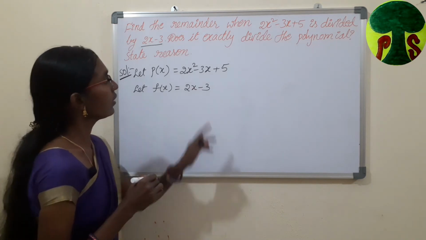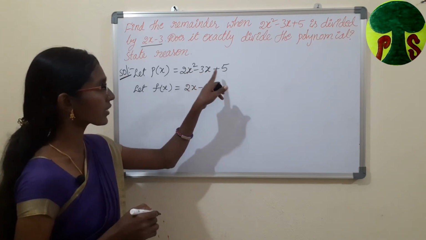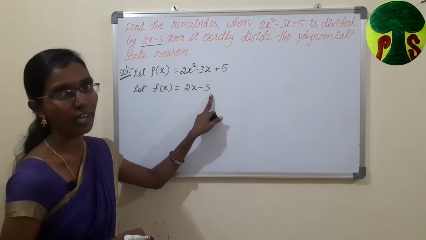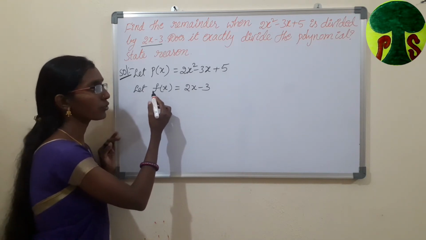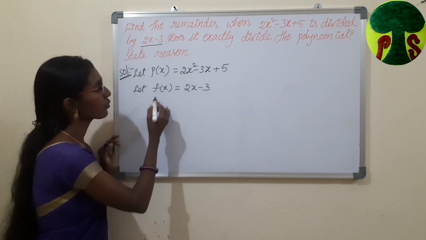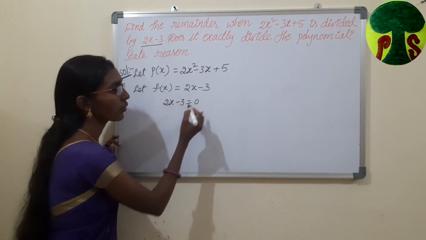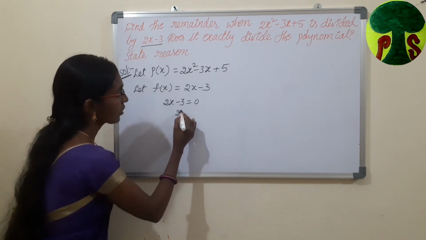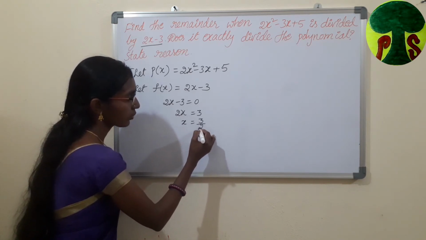To find the remainder of the polynomial 2x square minus 3x plus 5 when it is divided by 2x minus 3, we have to find the 0 of the polynomial f of x. First, we have to find the 0 of the polynomial, that is f of x. For that, we have to equate 2x minus 3 to 0. So, 2x minus 3 is equal to 0. From this, 2x is equal to 3 and x is equal to 3 by 2.